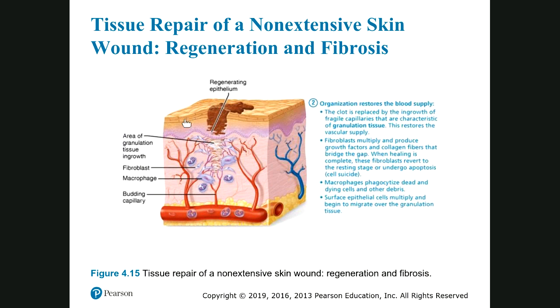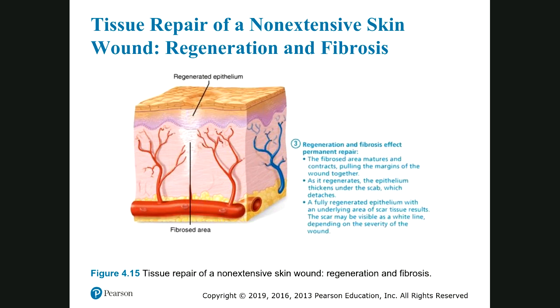The surface epithelial cells will multiply and begin to migrate over the granulation tissue, replacing the scab, which leads us to our third step of tissue repair. The fibrosed area matures and contracts, pulling the margins of the wound together. You can see that the damaged area is no longer seen. As it regenerates, the epithelium thickens under the scab, which has since detached. A fully regenerated epithelial surface and underlying area of scar tissue results. And this completes tissue repair.